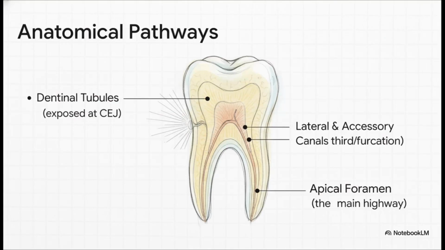So let's look at the natural anatomy. First, you've got the dentinal tubules. Then you have lateral and accessory canals, those little side channels that branch off the main canal. You see them a lot down in the apical third and especially in the furcation area of molars. And of course, you've got the apical foramen. That's the main highway at the very tip of the root.